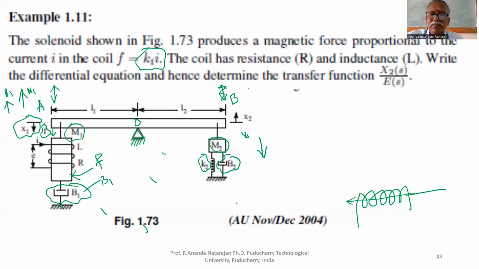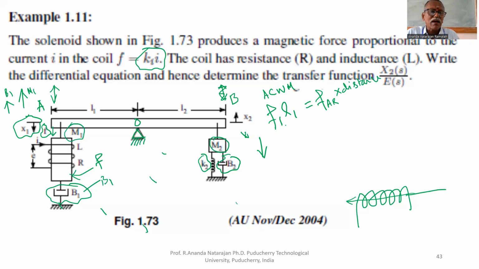Therefore, if we take moments, the clockwise moment and anti-clockwise moment are equal. F1 L1, is this a clockwise moment or anti-clockwise? Anti-clockwise moment. F1 L1 is the force developed at this end, so F1 L1 is the anti-clockwise moment. That must be equal to all the reaction forces that try to rotate in the clockwise direction, multiplied by the distance where each is applied.